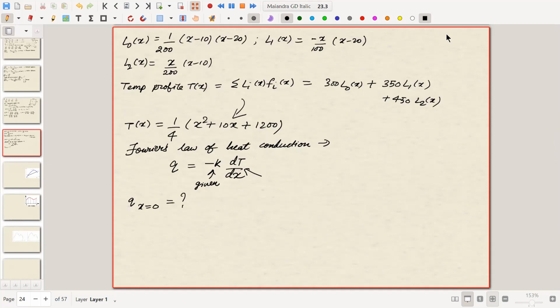And then you already have k. Oh, I did not mention k. So k is a constant which is like 100 watt per meter. It's up to you, this is an exercise for you. Find q at x equals 0. Finally, your answer should depend on watt per centimeter square. What is q? dT/dx. You find the unit. Okay.